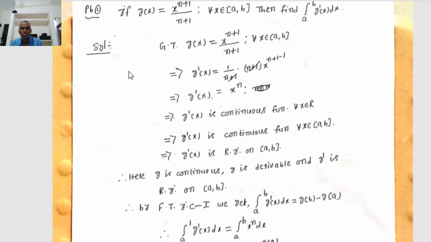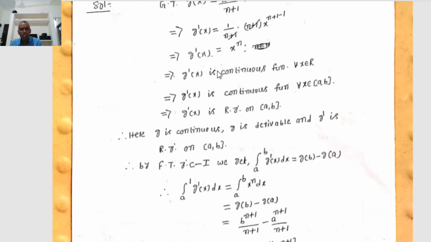That implies g'(x) equals 1/(n+1), a constant, times the differentiation of x^(n+1). The differentiation of x^n is n times x^(n-1), so the differentiation of x^(n+1) is (n+1) times x^((n+1)-1). The n+1 cancels. That implies g'(x) equals x^n. Therefore g'(x) equals x^n.